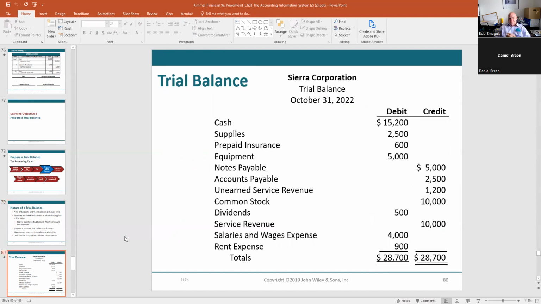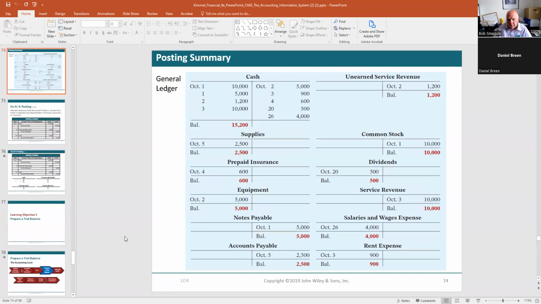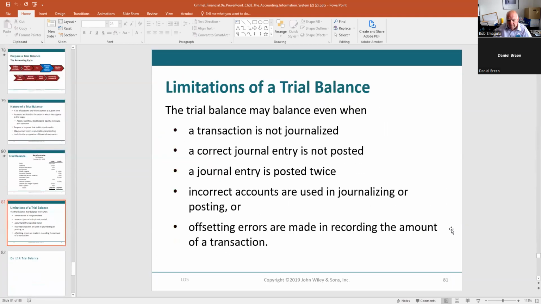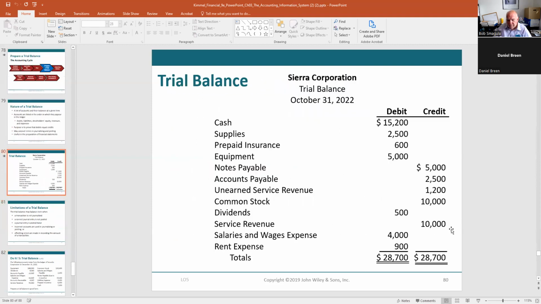So look at the trial balance. Cash balance of 15,200. You remember that? Supplies 2,500. 600, 5,000. Where did we get those numbers? We got them right from here. Here's your 15,200, 25, 605. Here's your service revenue, 10,000. Expenses, 4,900. So we got them right from the general ledger.